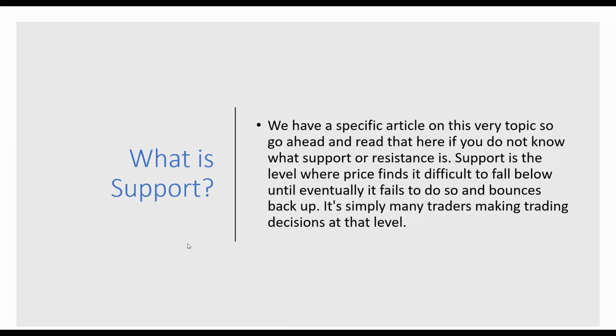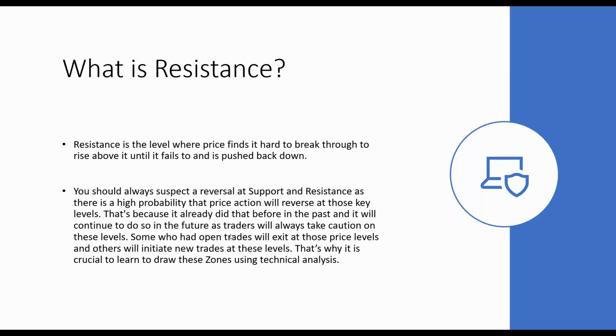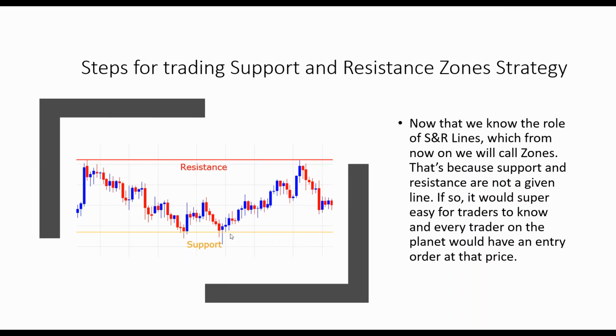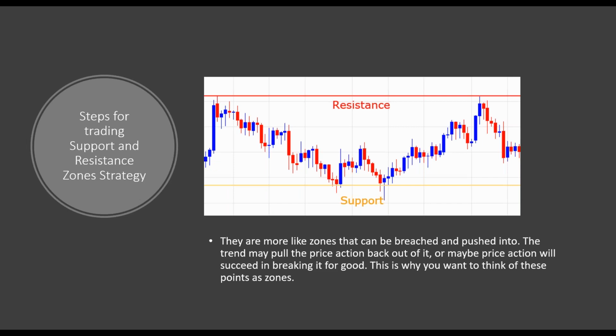So now that you understand what support and resistance are and eyeballing, we have to start building a strategy. Now that we have the role of support and resistance lines, which from now on we will call zones, and that's because support and resistance are not a given line. If so, it would be super easy for traders to know, and every trader on the planet would have an entry order at that specific price. So they are more like zones and can be breached and pushed into.